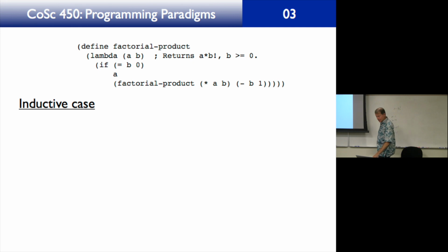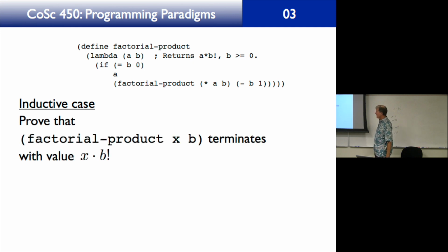Yes, we prove that factorial product x. Oh, this is going to be a little bit different from what you're used to. We're going to assume that factorial product x b terminates with value x times b factorial. You'll see why I'm using x instead of a here in a minute. But that's what we have to prove, that factorial product x b terminates with value x times b factorial.